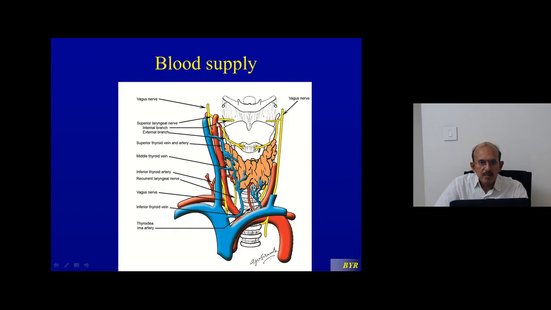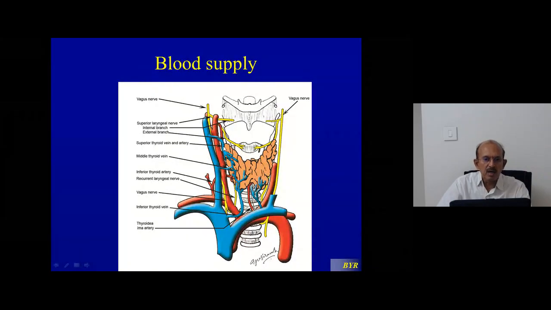So this is the depiction of the blood supply to the thyroid gland. This is the common carotid artery. This is the subclavian artery. This is the internal jugular vein. The common carotid artery at the upper part of the thyroid cartilage divides into two branches. One is the external carotid artery, the other is the internal carotid artery. The first branch of the external carotid artery is the superior thyroid artery.